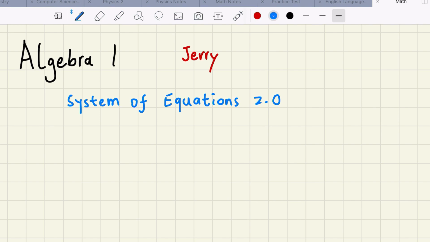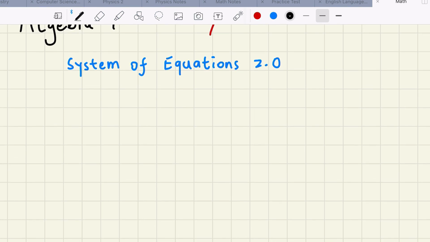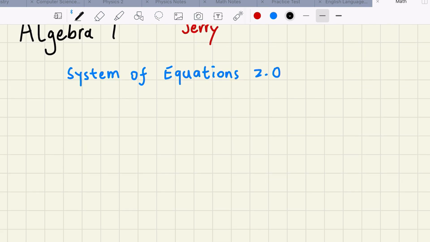So today I'm going to be teaching a concept in Algebra 1 called System of Equations. And last time we learned how to solve the system of equations with substitution. So basically you substitute in y or x into one of the equations and you solve for one of the variables and then you solve for the other variable. So today we're going to learn another method which I think is used more commonly.